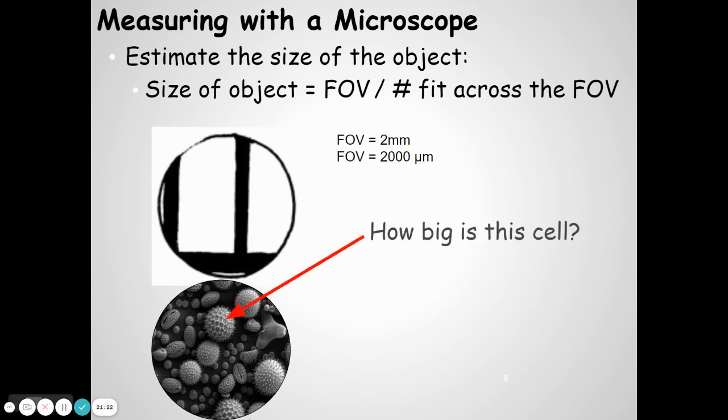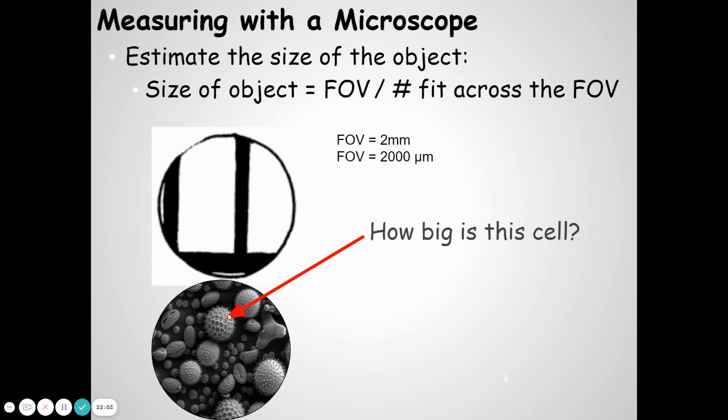So for example, if this is my microscope, what I'm seeing, and the field of view is 2 millimeters, and I'm looking at some pollen grains, how big do you think this pollen grain is? Small, but if I know 2 millimeters is all the way across, how big is this one? Take a guess. It's kind of an estimate. Is it 1 millimeter? Is it this big? Or is it smaller? This pollen grain.